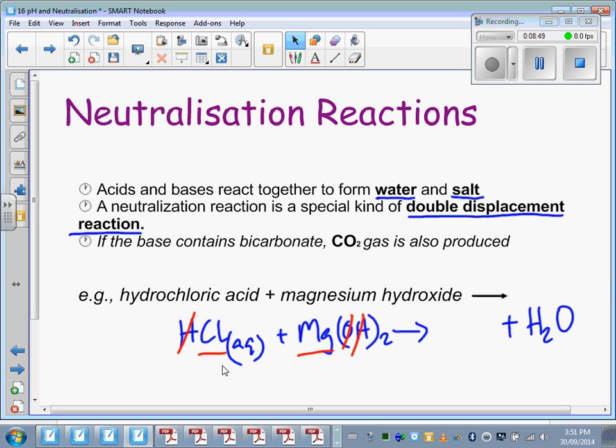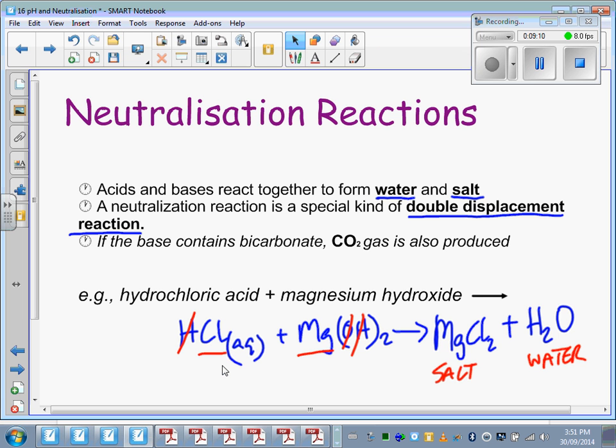Okay, so the salt in that instance is going to be MgCl2. MgCl2, you should know how to get the ratios. Chlorine is -1, Mg is +2. And so what we would produce here is a salt and water.